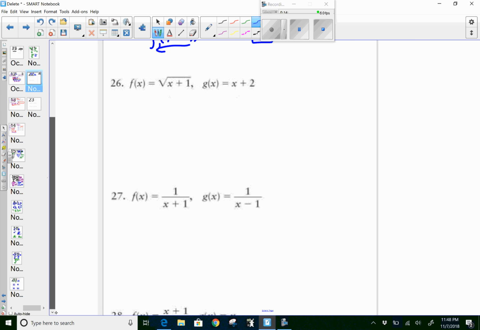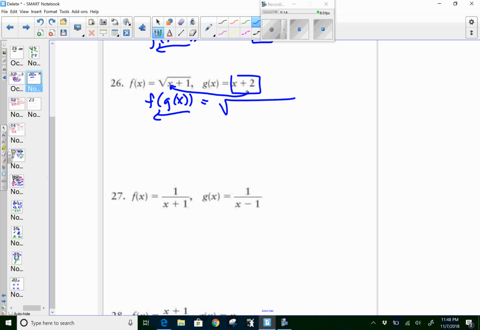Okay, so here's same concept. We're doing f of g of x. So I'm going to take g of x and plug it into f. So that's equal to the square root. My new x is x plus 2, and I'm adding 1 to that, so plus 1. And then I'm going to combine like terms, so x plus 3 is what f of g of x is equal to.